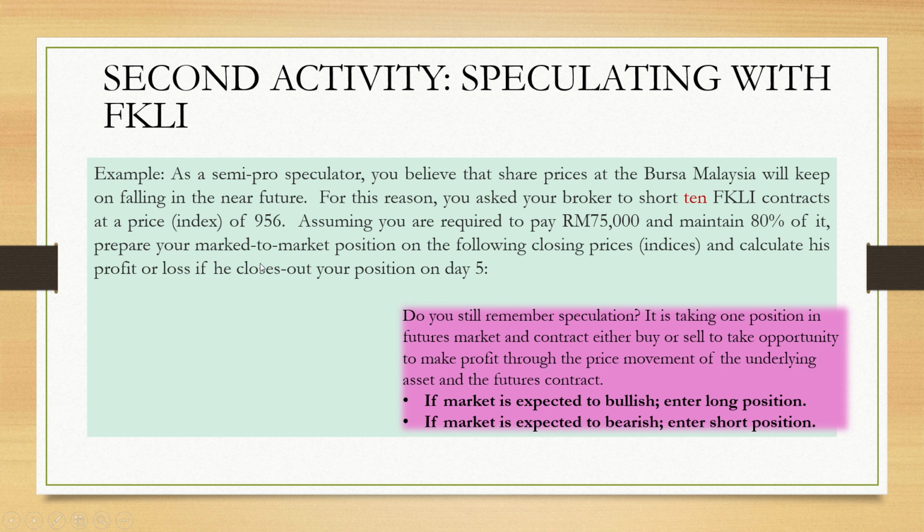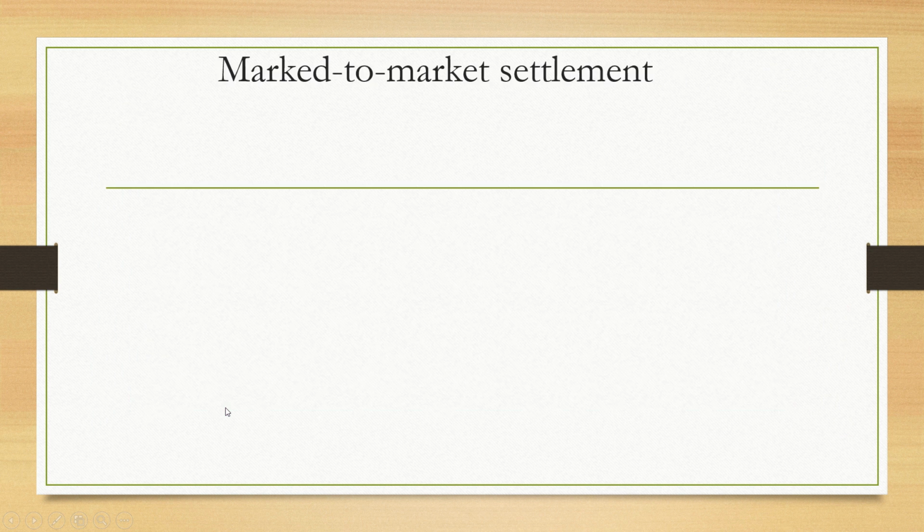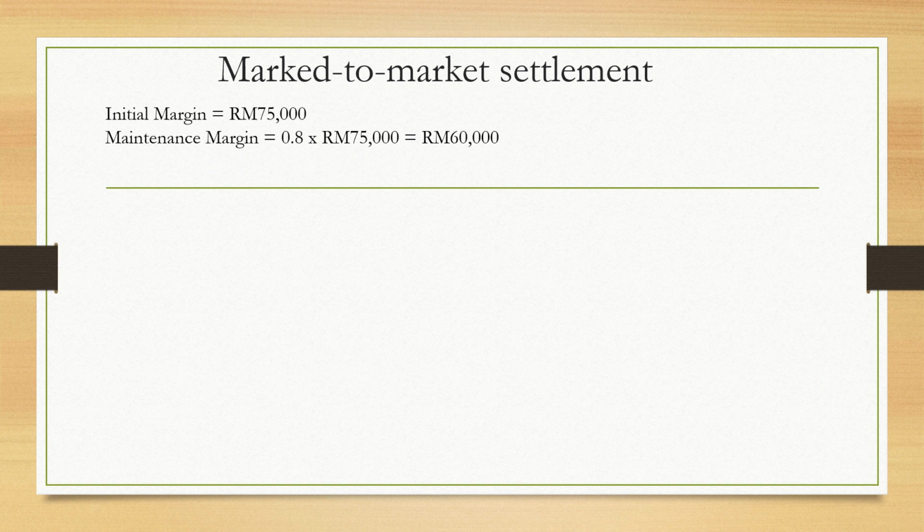Okay, so prepare your mark to market position on the following closing prices or indices given and calculate the trader's profit or loss if he closes out his position, or not your position, his position on day 5. Okay, so these are the closing indices for the 5 days. Okay, so we prepare the mark to market settlement, but first we have to calculate the maintenance margin lah. Why don't we have to calculate the initial margin? Because it is already given to you, 75,000. So the maintenance margin you have to maintain is 80% of it, which is equal to 60,000.